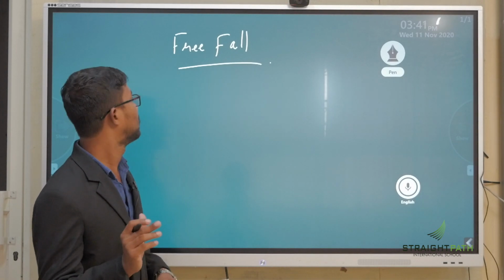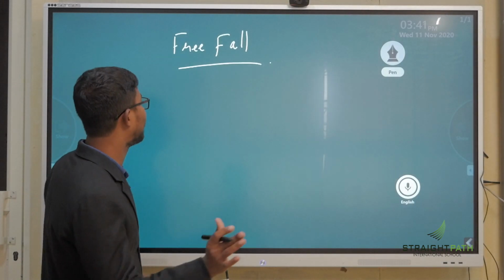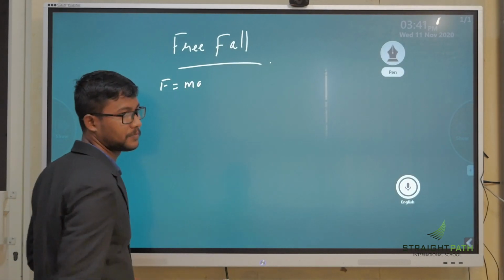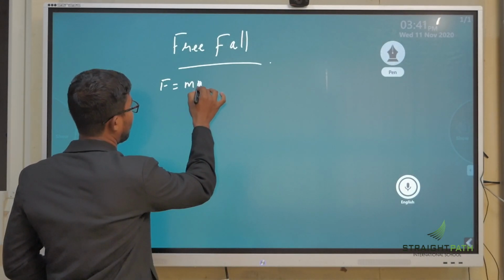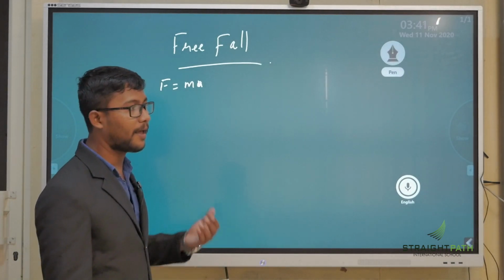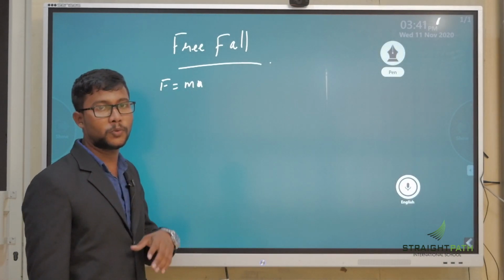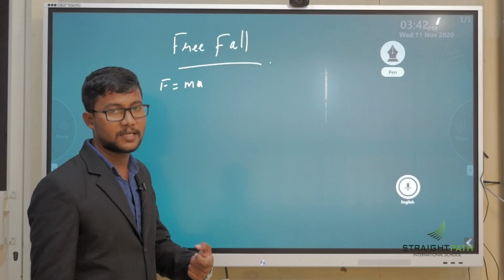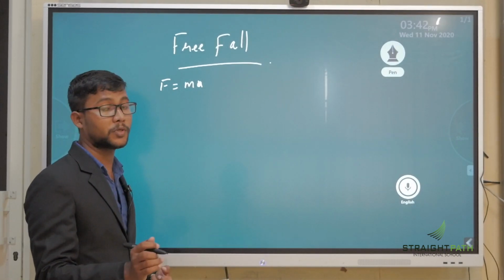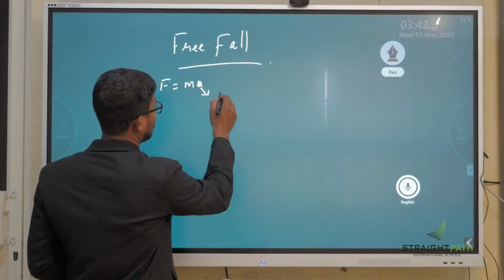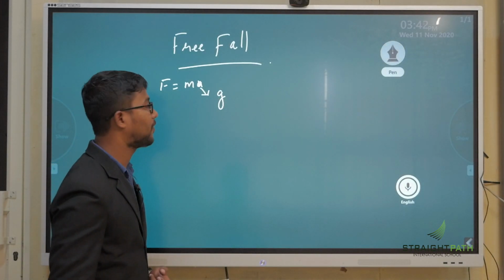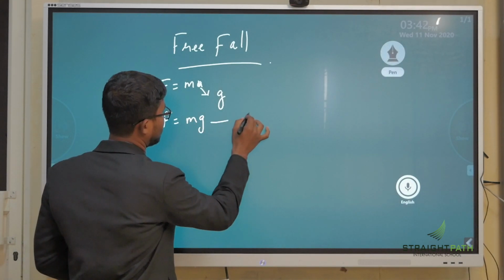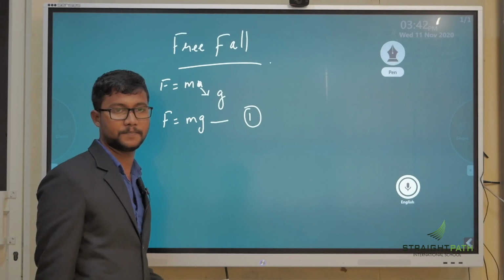So we know that we have two equations. We have the equation force F is equal to m into a, where a is the acceleration. As we studied, due to the gravitational force the object will have acceleration, which we call acceleration due to gravity. So this term a will be changed into g. So we can change it: the force F is equal to m into g. This is equation number 1.